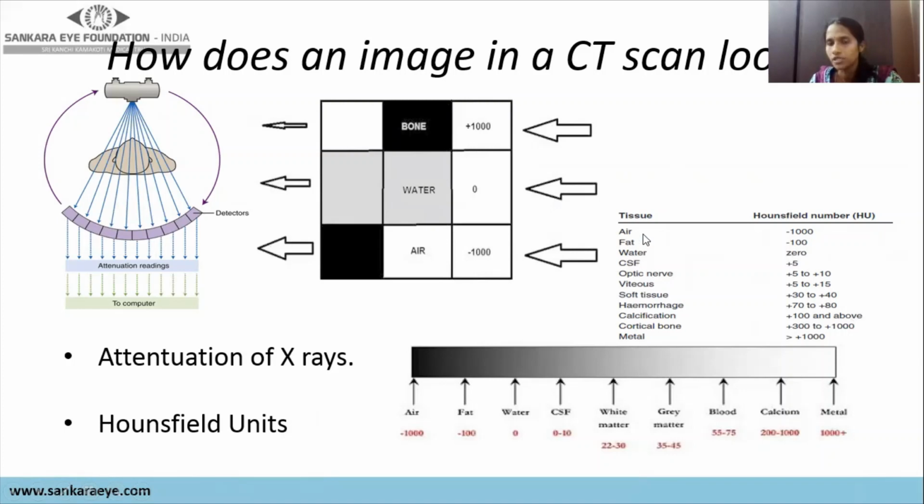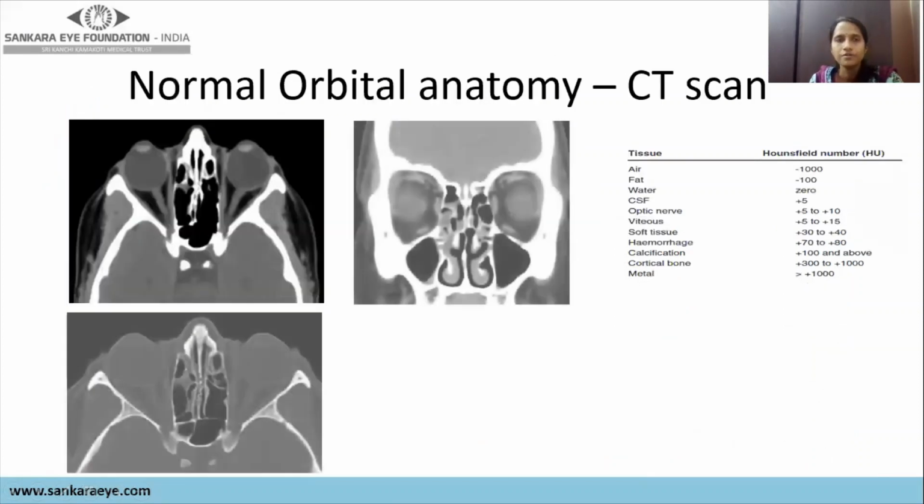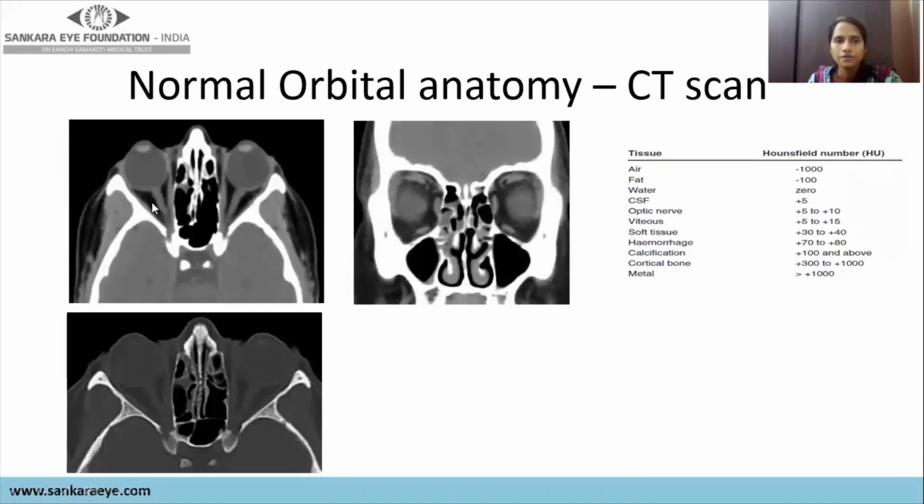Anything which is less than water, that is fat and air, will appear dark. And calcification, cortical bone, the metallic foreign body will appear bright. You can see that. The rest of the tissues, depending on their attenuating capacity, will appear in different shades of gray. So here, the orbital fat and the air in the paranasal sinuses appear dark, that is hypodense, whereas the bone is bright, hyperdense. The rest of the tissues, depending on their Hounsfield values, will be represented in different shades of gray.